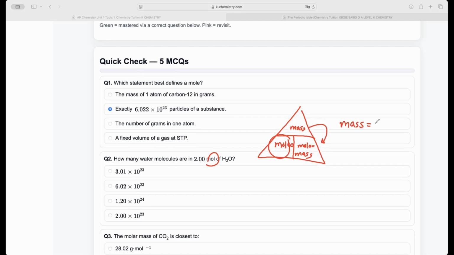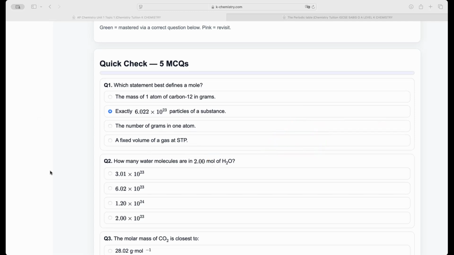The mass is equal to, oh, he wants to find the water molecules, sorry. So he wants to find the water molecules. If I want to find the number of water molecules in 2 moles, 1 mole will contain what? I need to find it in 2 moles. 1 mole will contain 6.02 times 10 to the power of 23.